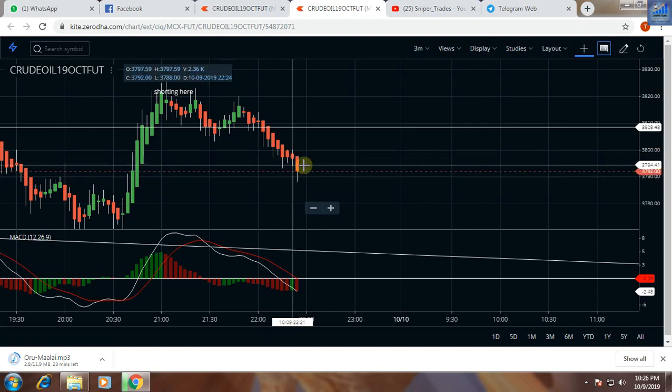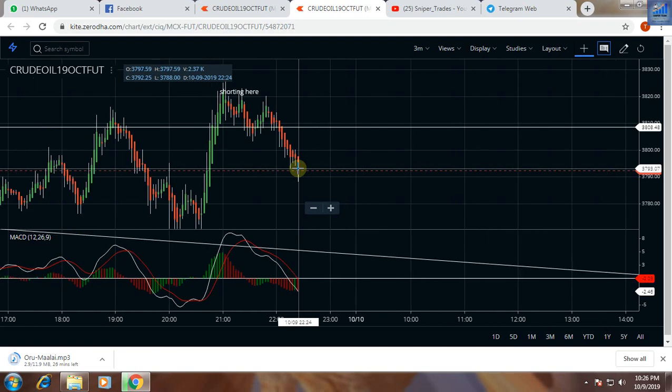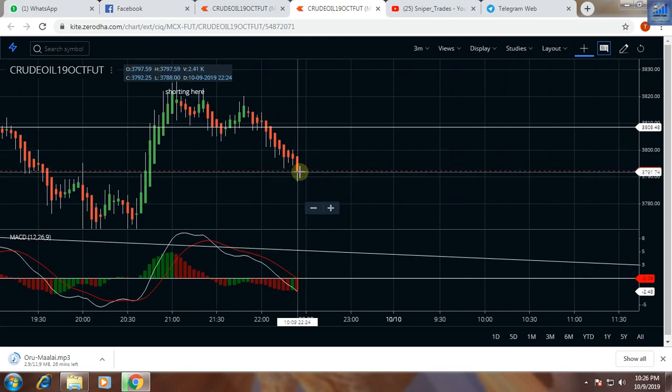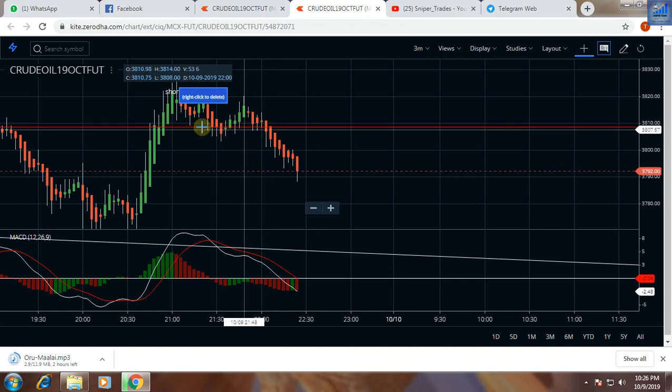And see, the momentum is gaining. The candle is getting bigger and bigger. It will move further downwards also. 3788 is the low made from 3808, our shorting level here.